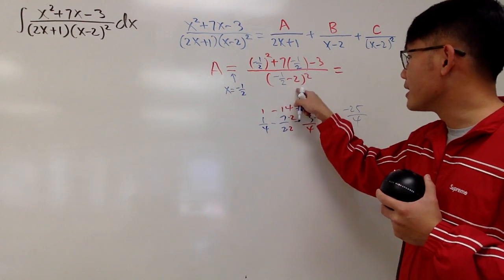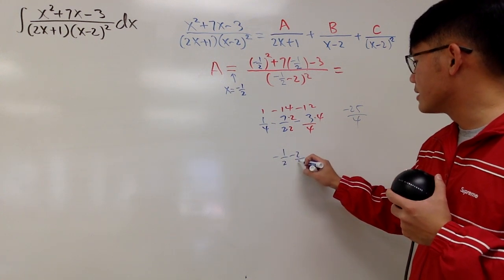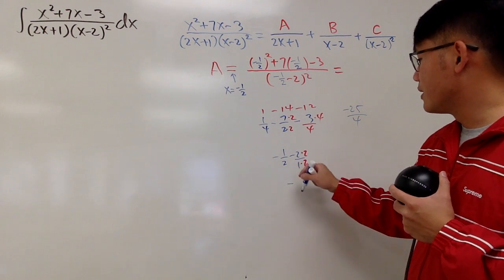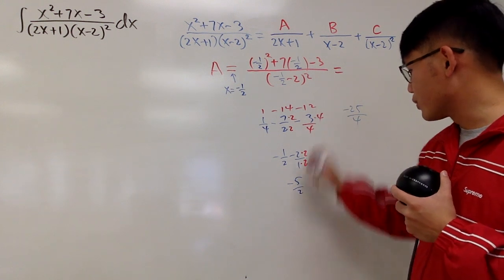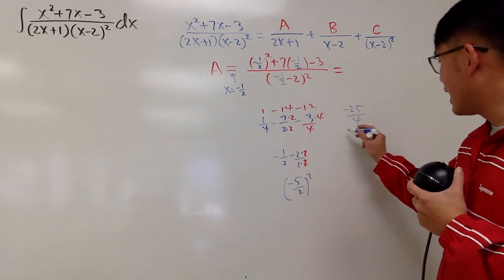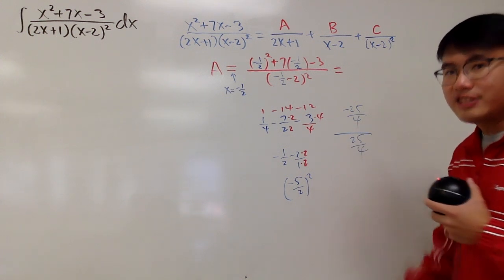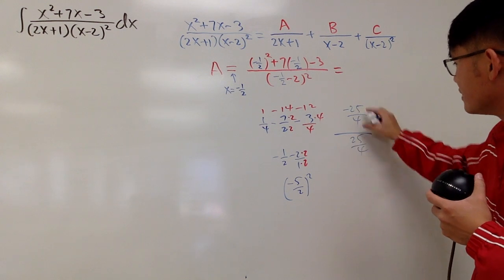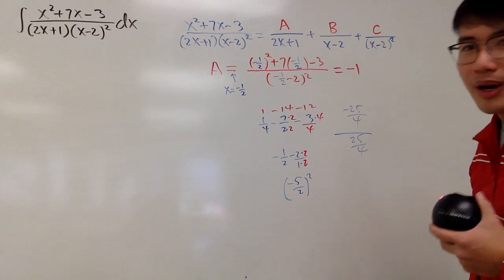And then on the bottom here, of course, negative 1/2 minus 2 is the same as, let's put 2 and then 2, and then it's negative 1 minus 4, which is negative 5 over 2, and then you have to square this guy. So you have positive 25 over 4. And check this out. On the top is negative, on the bottom is positive. Cancel, cancel, you end up with a nice number, negative 1.